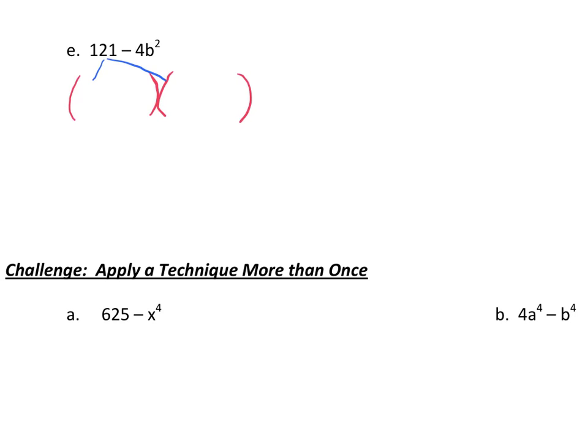The first term I root. Root of 121 is 11. 11 times 11 is 121. The root of 4b squared is 2b. And again, they must be conjugates. So different signs. And that's factored.